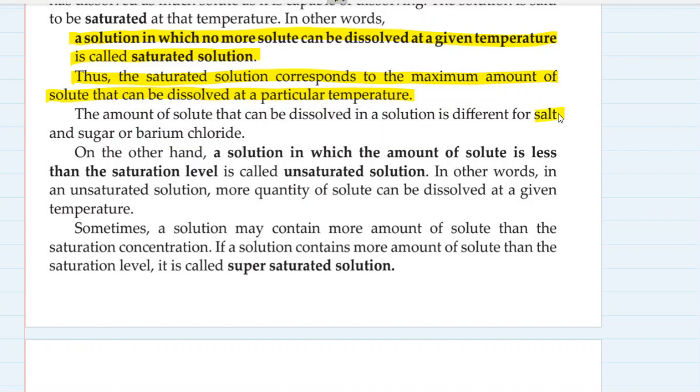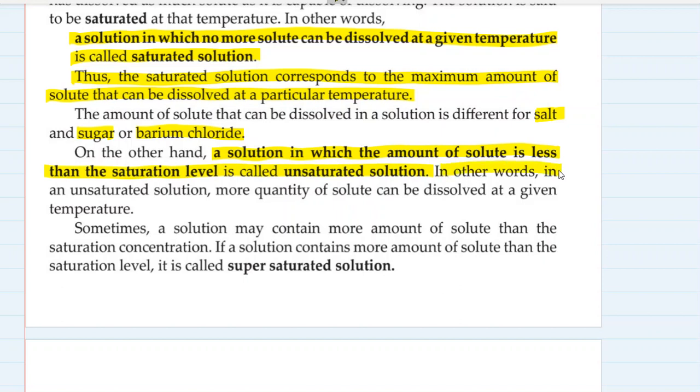So the amount of salt which can be dissolved in a given volume of solvent or water, the amount of sugar which can be dissolved in the same volume of solvent, the amount of barium chloride which can be dissolved in the same volume of the solvent are all different, because different solutes will have different solubility, and since they have different solubility, different amounts of these solutes will be dissolved in the same quantity of solvent. On the other hand, a solution in which the amount of solute is less than the saturation level is called unsaturated solution.